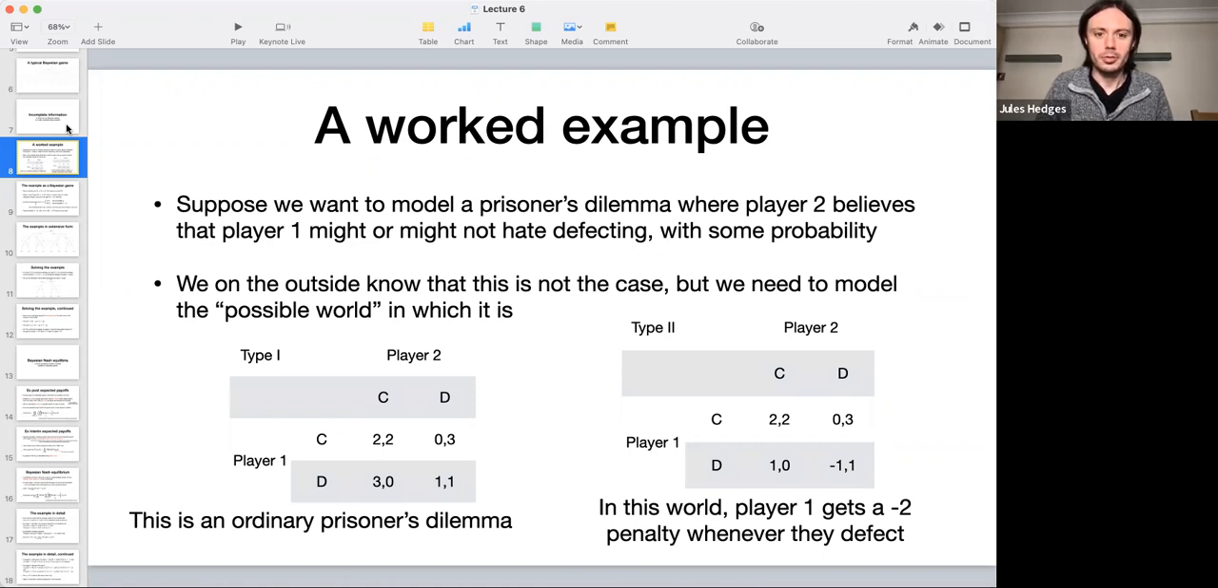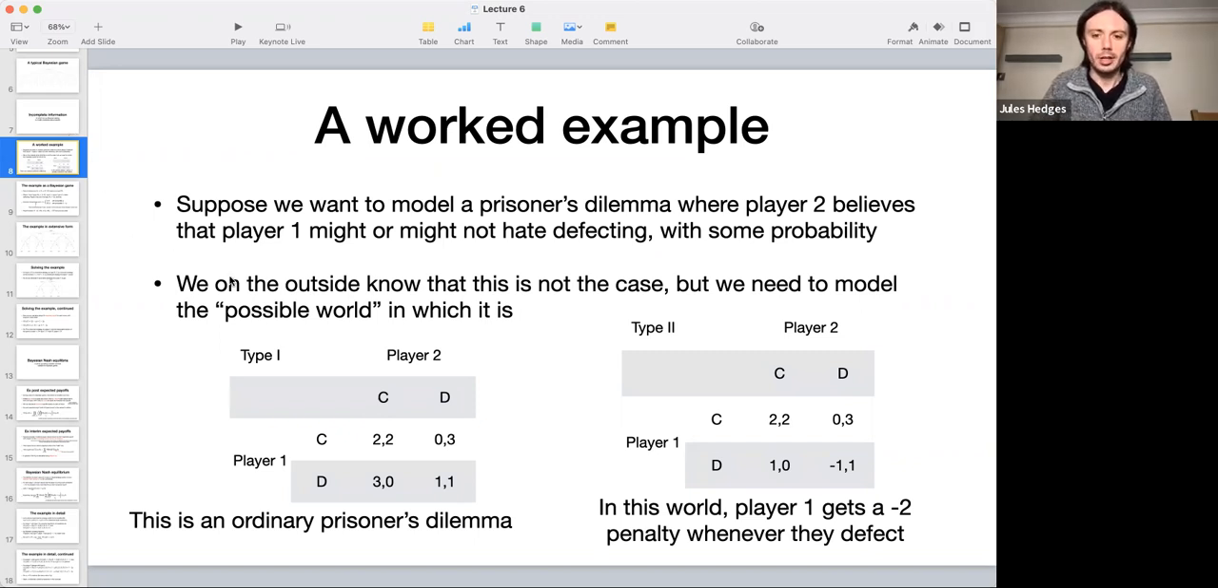Suppose we want to model a variant of the prisoner's dilemma where player 2 believes that there's a chance that player 1 might hate defecting with some probability. So we kind of have two worlds. We have one which is an ordinary prisoner's dilemma where both players have the payoffs as in the ordinary prisoner's dilemma. And then we have another world where player 1's payoffs are modified so that they get a penalty whenever they defect, and this kind of models their preference to not defect.